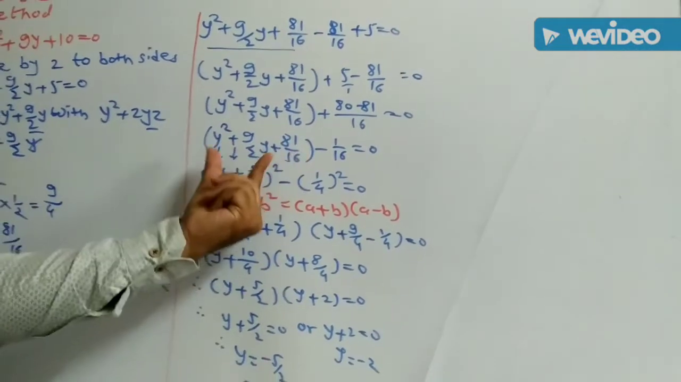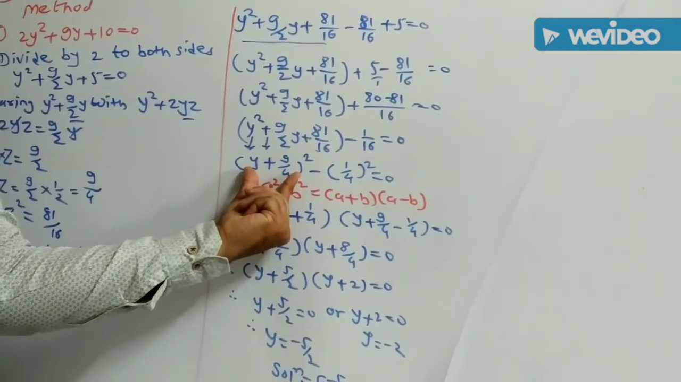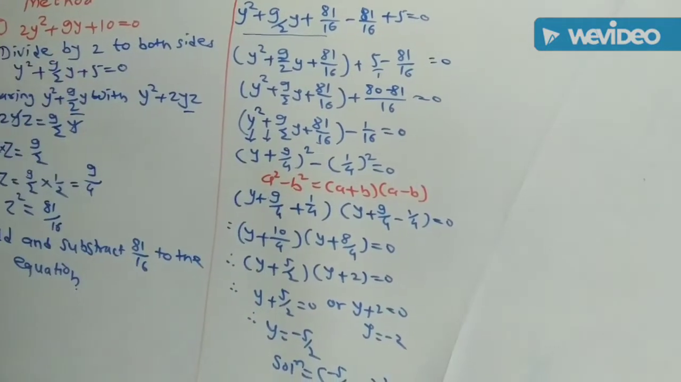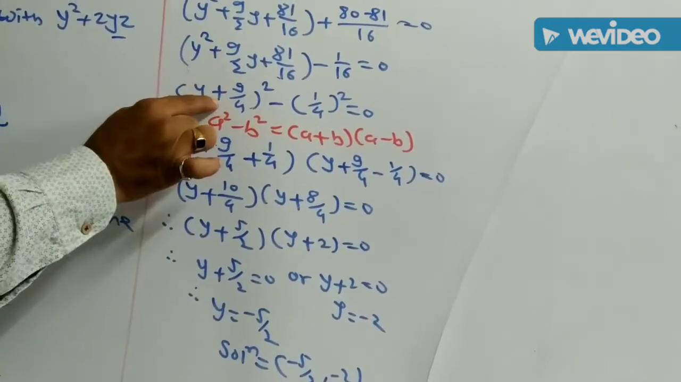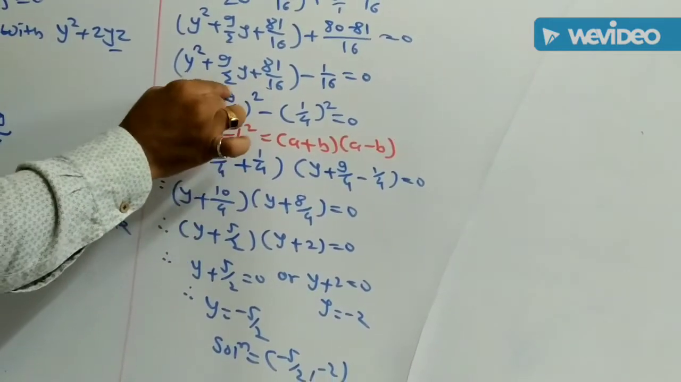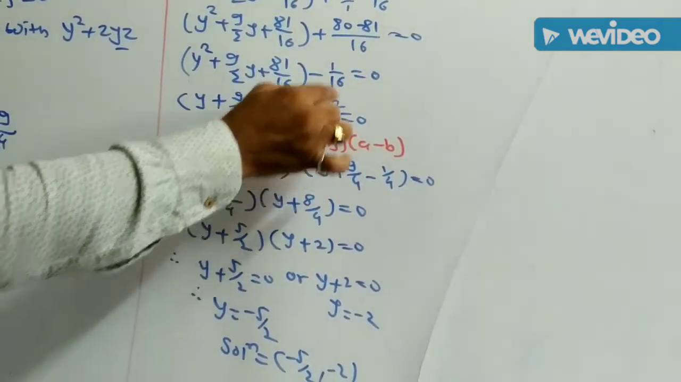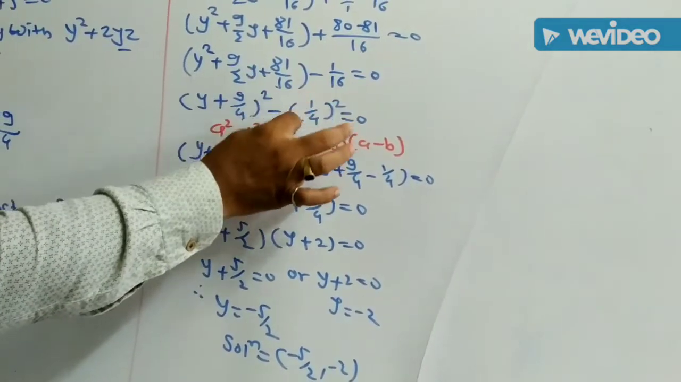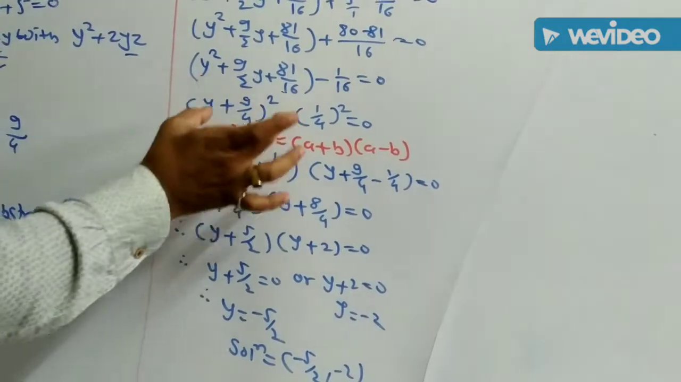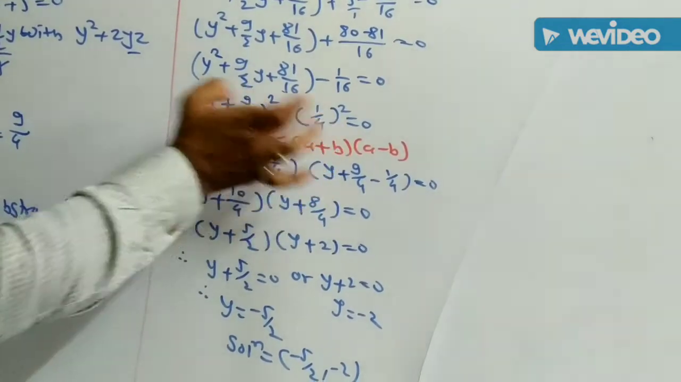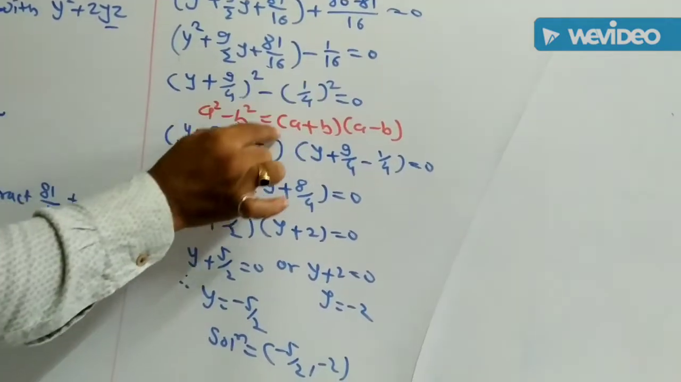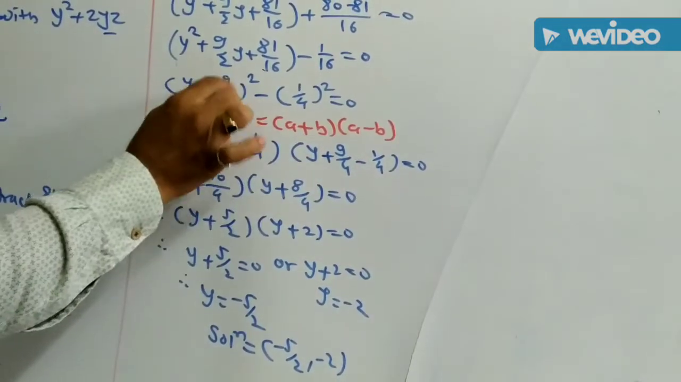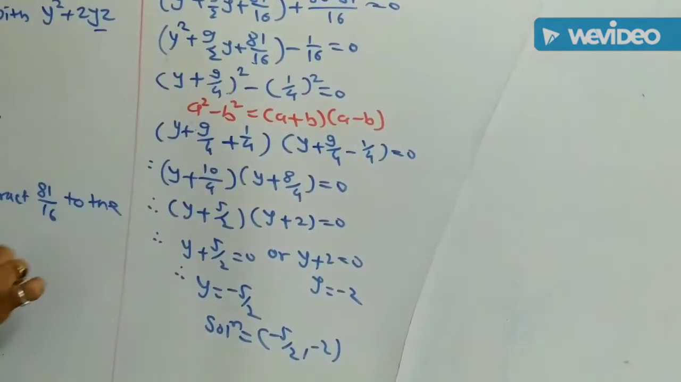Now it is the expansion of the bracket y plus 9 upon 4 bracket square. How do I find it? I write only the square root of the first term, the sign of the middle term and the square root of the last term. 9 upon 4, minus 1 upon 16, the square root of this is 1 upon 4, bracket square. Then write in the form of (a plus b)(a minus b). A, that is y plus 9 upon 4 plus b, that is 1 upon 4. A, that is y plus 9 upon 4 minus b, that is 1 upon 4.